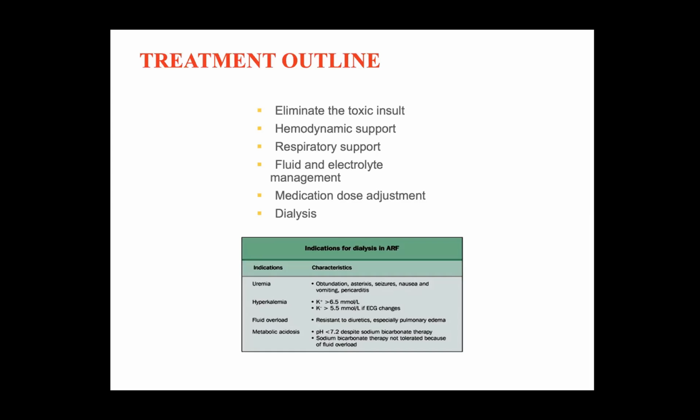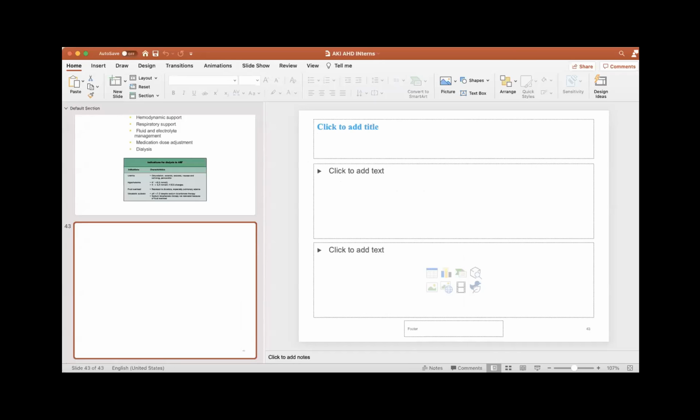And if conservative management fails, there's always dialysis, and the indications here are: uremia, hyperkalemia, volume overload, and severe metabolic acidosis. Yeah, that's about it. And I'll take any questions.